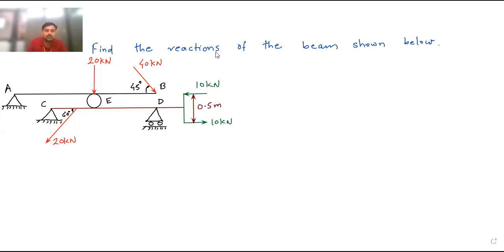Now I will give you all the distances. The distance from point A to point C is 1 meter. Then the distance between C and E is again 1 meter. Then from E to D or B, it is again 1 meter.